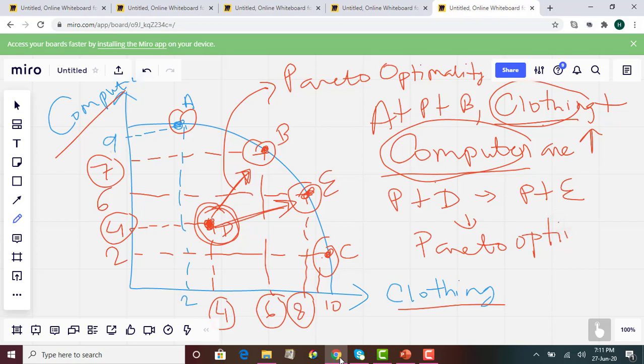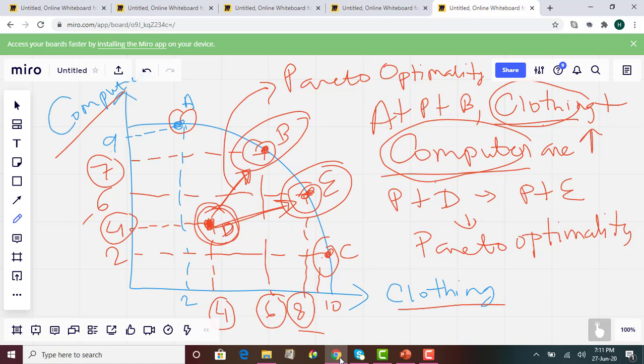Because why? You tell me. Because the reason is, we have a greater number of clothing and a greater number of computers, right? We have 6 computers now and we have 8 clothing, so the quantity of both products has increased, and there's no opportunity cost. So if we move from point D to point B, we have Pareto optimality. If we move from point D to point E, we have Pareto optimality.